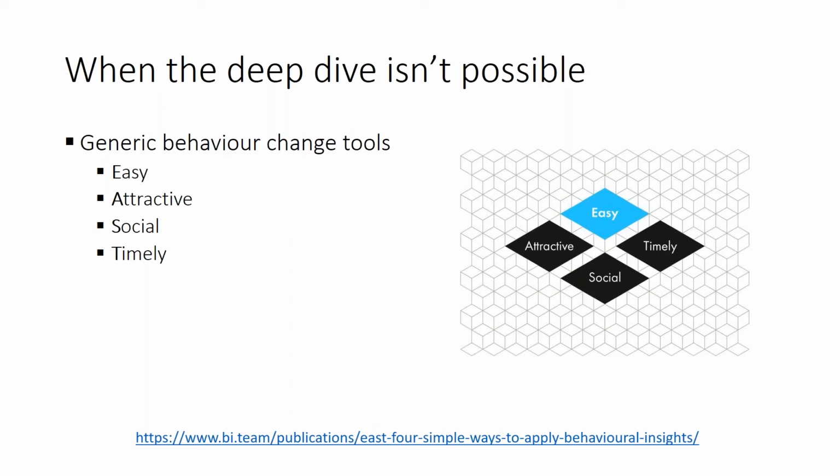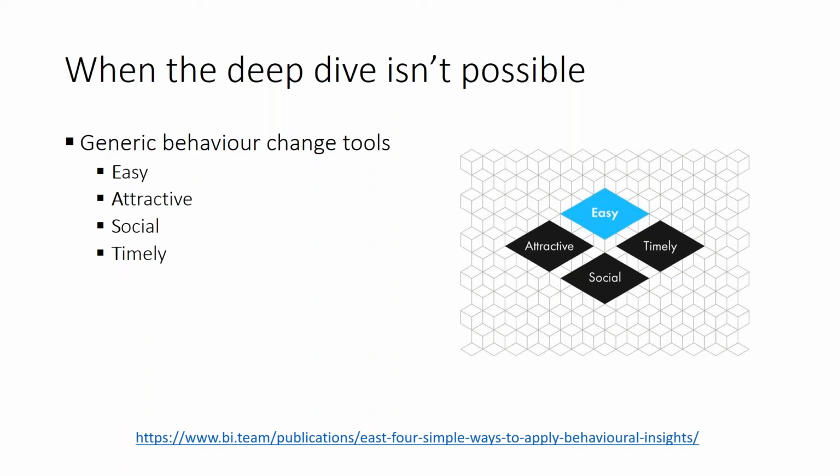We can also make a behaviour quite social. So again, social norms, everyone does it. Public commitments can actually work quite well too. So we know that if you agree and stand up in front of somebody and say, I'm going to do behaviour X, you're actually more likely to do that behaviour.